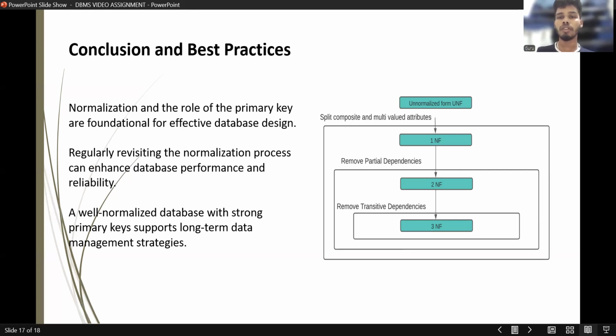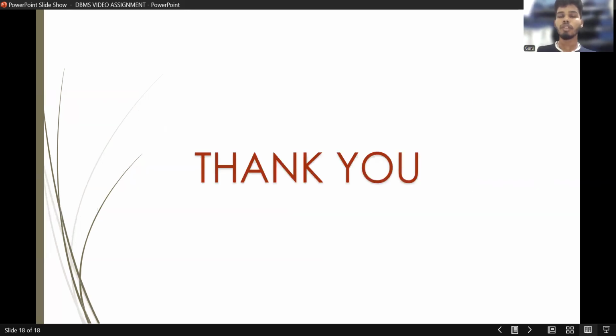This is how the normal forms work, as given in the slide: from the unnormalized form, UNF, it goes to first normal form by removing the partial dependencies, then to second normal form, and it removes the transitive dependencies and moves to the third normal form. After third normal form, it goes to the higher normal forms like BCNF, Boyce-Codd normal form, 4NF, and 5NF. So this is all about the normal forms present in the DBMS.